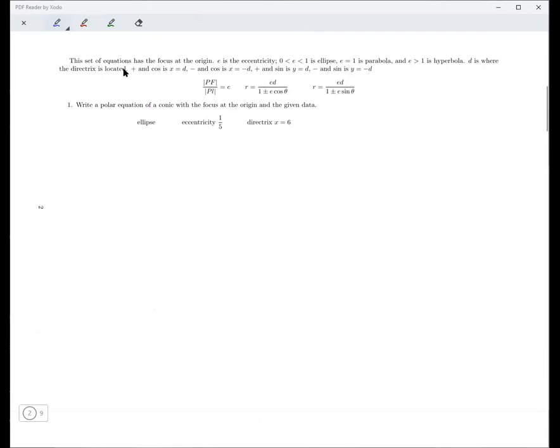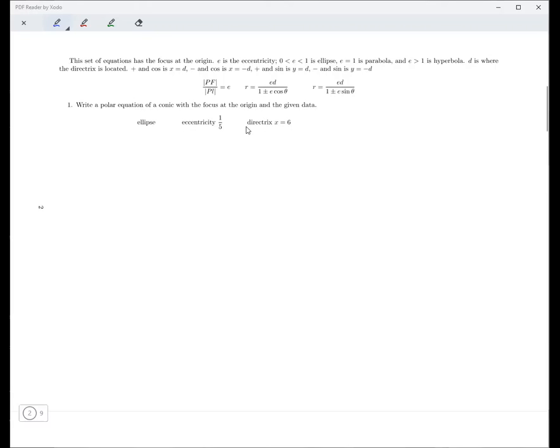Okay, so number 1 from the exercises: write a polar equation of a conic with the focus at the origin and the given data. So it's an ellipse. The eccentricity is 1/5, which we know has got to be an ellipse if it's between 0 and 1. So that's kind of redundant. And the directrix says that x equals 6.